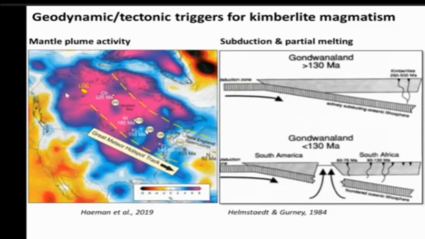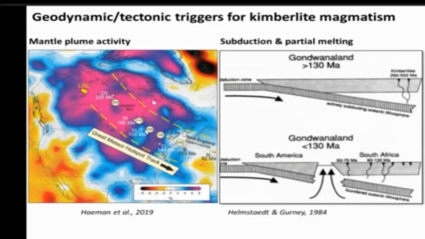The image on the left hand side is a remarkable example that links the mantle plume hotspot track and the formation of the kimberlitic magma. So it is the Great Meteor track. The magmatism along this continental portion of the Great Meteor track, this bar, represents the shear seismic velocity. And in this recent study, they came up with a very smart idea to link this velocity with the thickness of the lithosphere. So they propose that the magmatism along the continental portion of the Great Meteor hotspot track spans more than 120 million years, and it includes kimberlites.